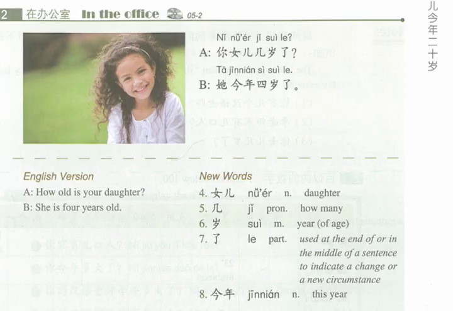Now let's study conversation number 2. In the office, 在办公室. 办公室 means office. 你女儿几岁了？她今年四岁了。你 means your or you. 女儿 means daughter. 几岁 means how many years old, which means how old, because 几 could be how much or how many.